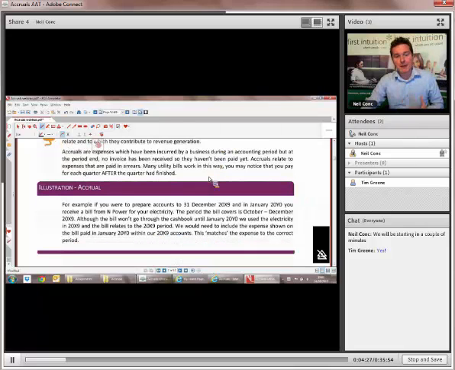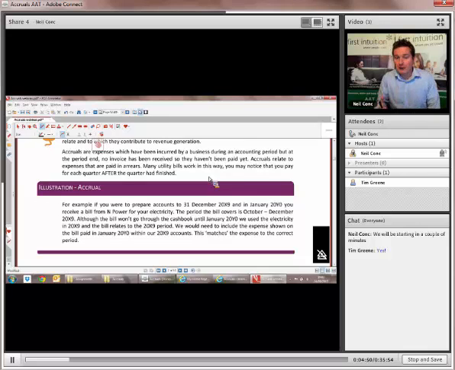So accruals are expenses which have occurred by the business during an accounting period, but at the period end, no invoice has been received or they haven't been paid. And when you do your accruals and prepayments in the real world, you'll see there's certain bills that are always accruals, and likewise there's certain bills that are always prepayments. Utility bills normally work this way.